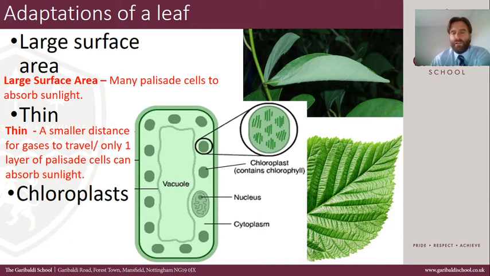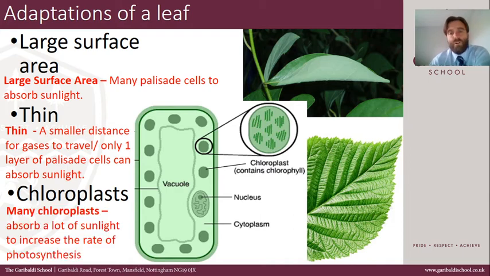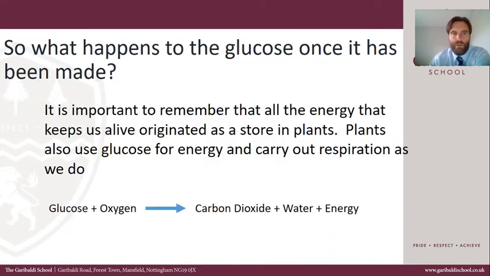And then finally, chloroplasts. Hopefully you got this one. The more chloroplasts there are, the more capacity there is to do photosynthesis, the more ability there is to make that glucose. Okay, so it's important to remember that plants aren't around for us. Plants came a long time before animals, and certainly billions of years before human beings.